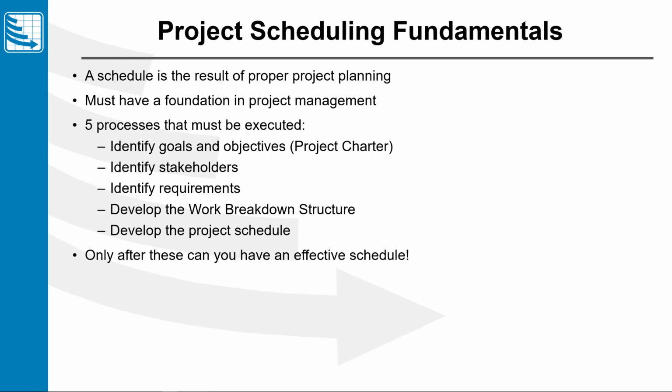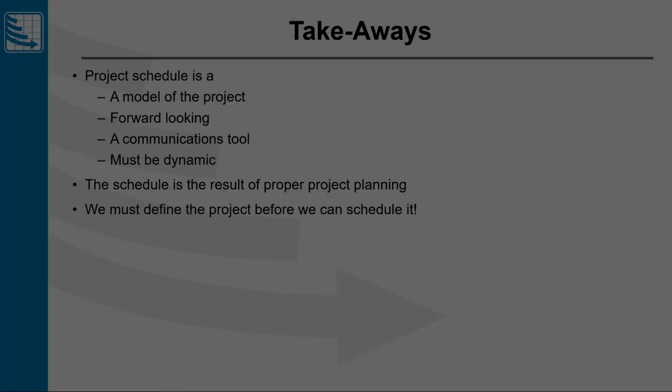Well, we first have to identify and recognize that the schedule only comes about as the result of proper project planning. So we've got to have that foundation in project management. And those 5 processes, we absolutely must implement these 5 processes at a minimum. We've got to identify the goals and objectives. We've got to identify stakeholders. We've got to identify requirements. We've got to develop the work breakdown structure, and that will lead us to the project schedule. Only after we do these 5 things can we have an effective schedule.